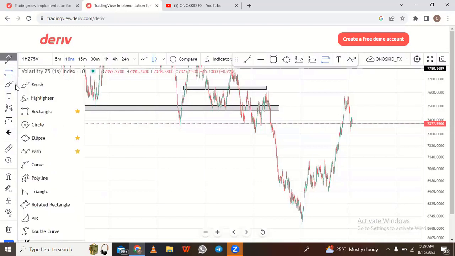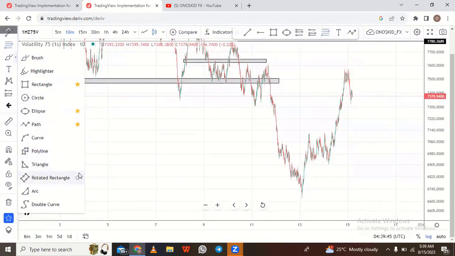And then when you come to this place, you have your brush, your highlighter, your rectangle. You can see those ones that has stars. Those are my favorite tools that I use frequently. So for patterns, this is for triangle patterns. This is for wedges or rectangle, as people might call it. This is an arc. So depending on how you want to use them, you can actually do that.